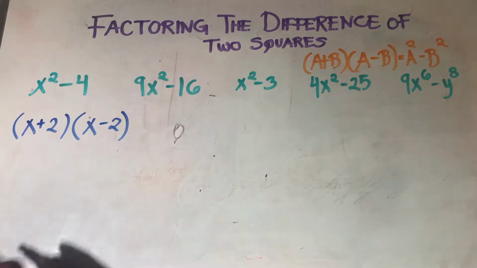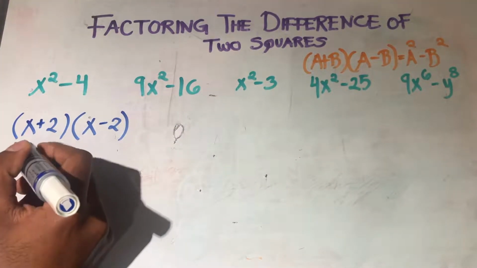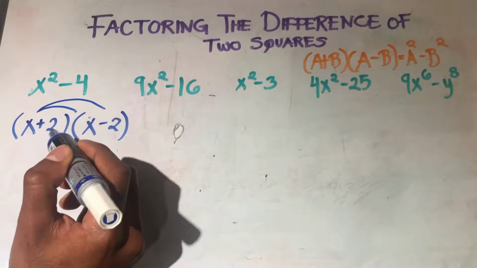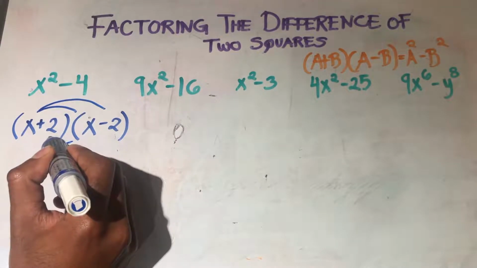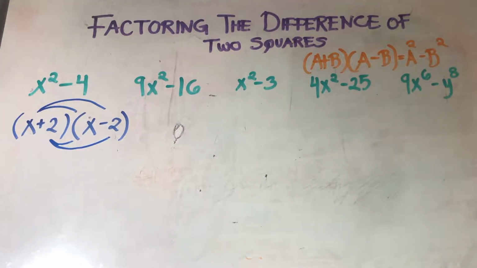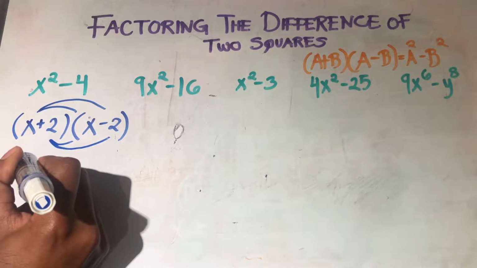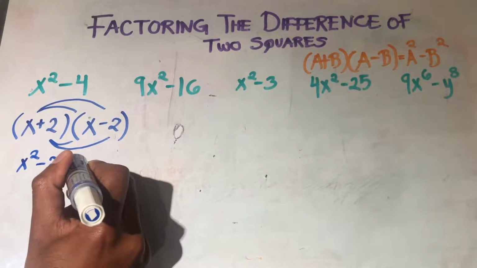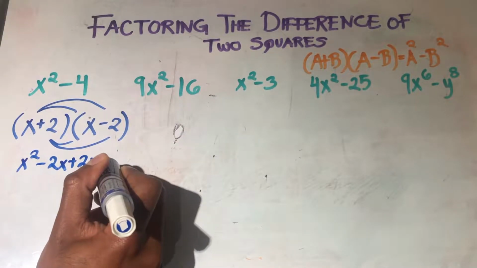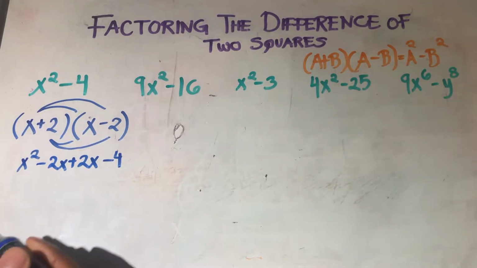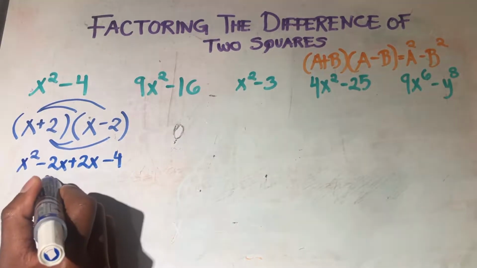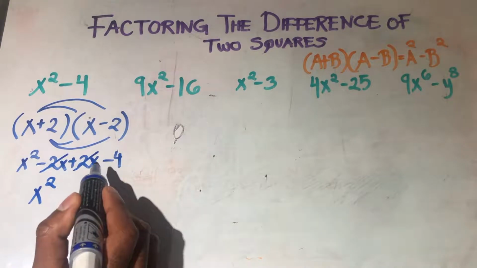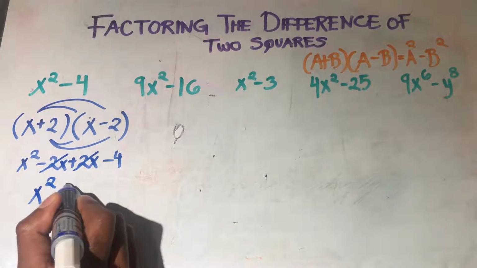If you want to go ahead and check, you can use the FOIL method. So we have x times x plus x times negative 2 plus 2 times x plus 2 times 2. This is going to give us x squared minus 2x plus 2x minus 4. And further simplifying, you're going to end up with x squared. Negative 2x plus 2x is just going to give us 0, and then we're left with negative 4.